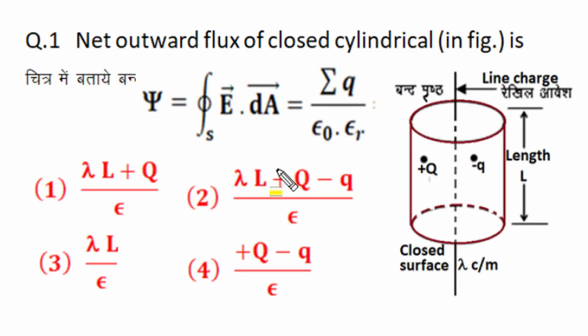If the net amount of enclosed charge within this closed surface is positive, then the net flux from this closed surface would also be positive and outward, and given by this relation. The flux will be called negative or inward if the enclosed charge becomes net negative. So if this minus Q is greater than this plus Q and lambda L, then the flux from this closed surface would become negative and inward.